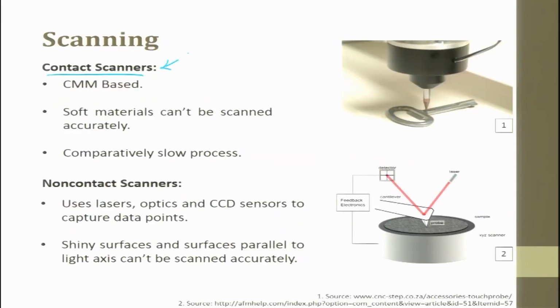So, there are two types of scanning techniques. These techniques are nothing but reverse engineering tools, we can say. The scanning can be done by contact type, the scanning can be done by non-contact type. The moment I say contact, that means I can use a probe, touch the part and try to get the data. For example, you can use your CNC machine itself to touch and get data out of it.